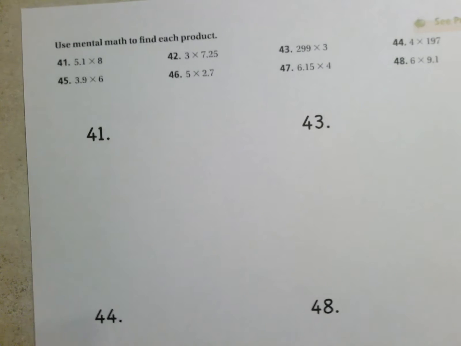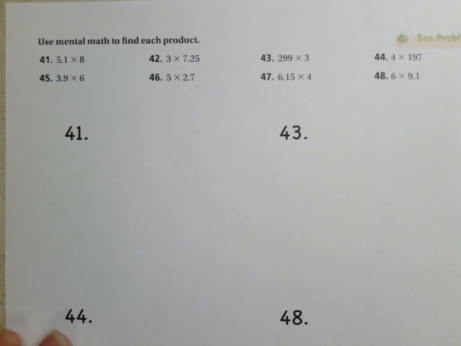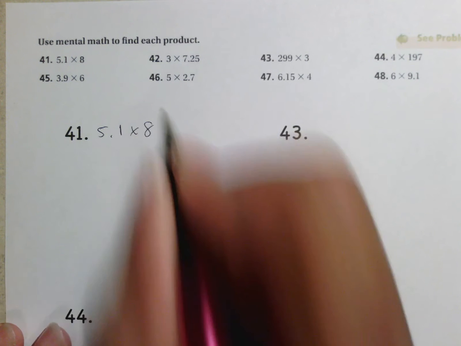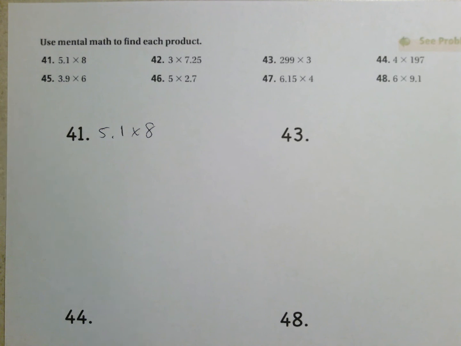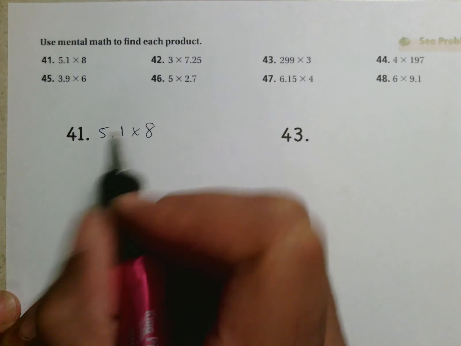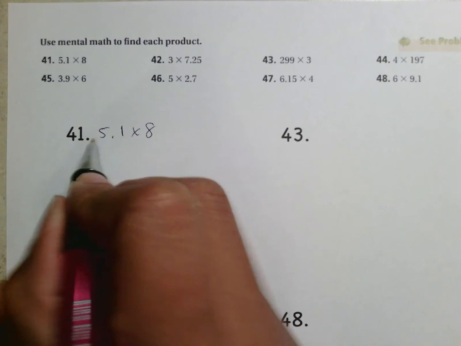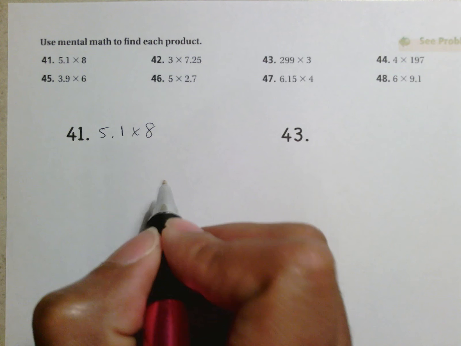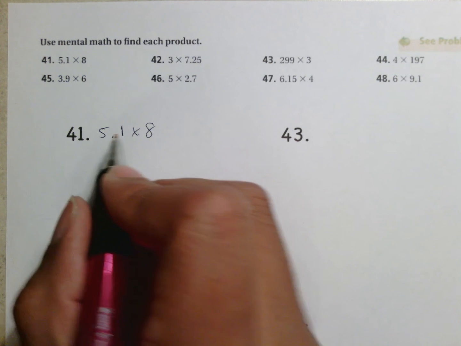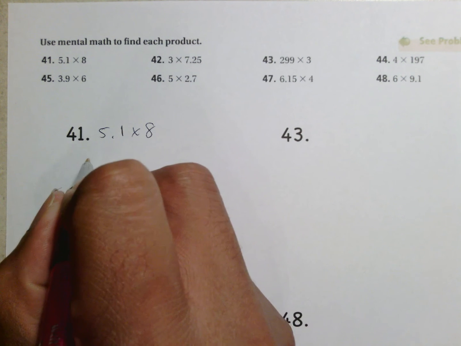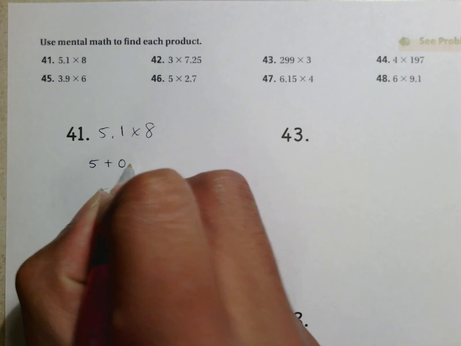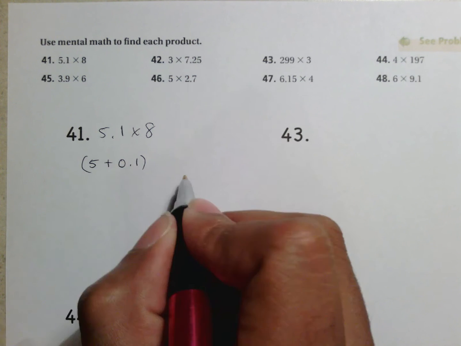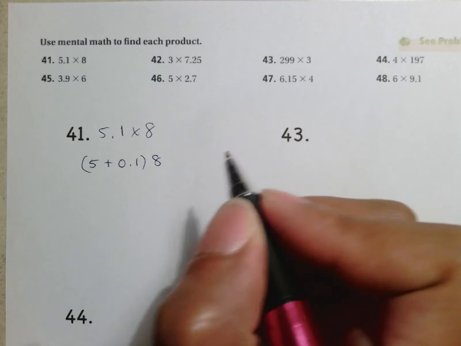4 real quick questions dealing with mental math. I just want to show you how you can use mental math to kind of do numbers like this, 5.1 times 8, and make it easier. What the book does is it uses the distributive property. We are multiplying by 8 and we're taking it times 5.1. Those are two numbers, and it's kind of hard to do in your head, but what you can do is recognize that 5.1 is actually the value of 5 plus 0.1. 5 plus 0.1 is 5.1, and then we can multiply it by 8.